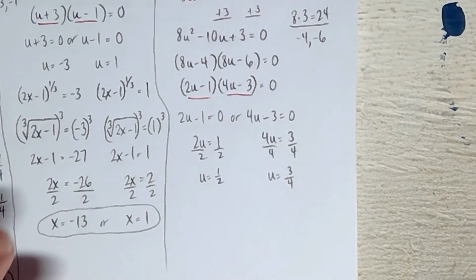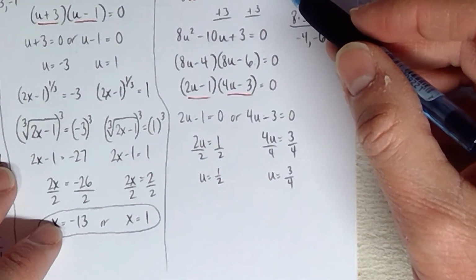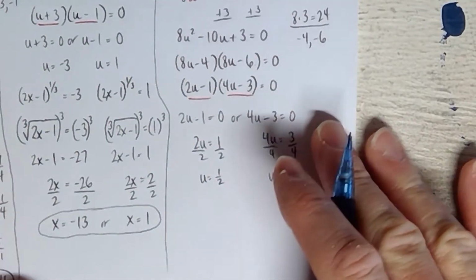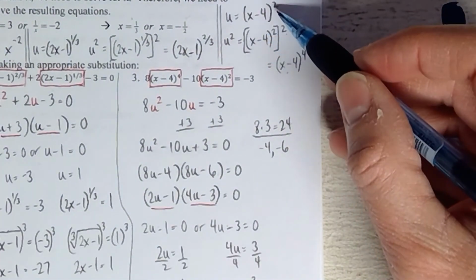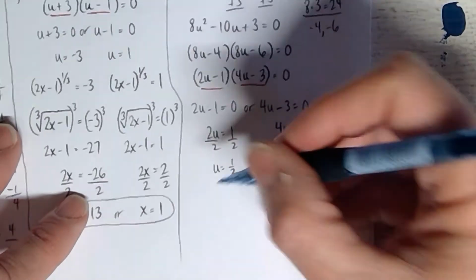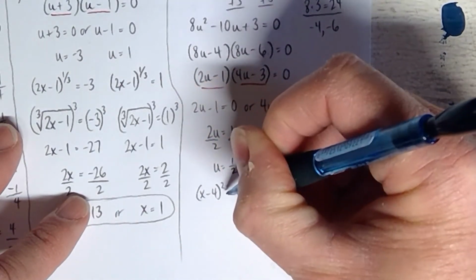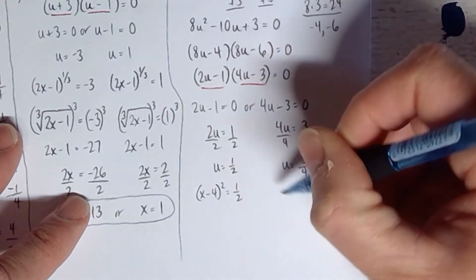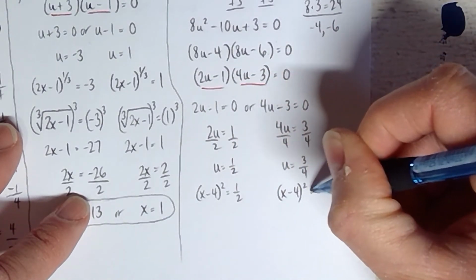Okay. Now, what do I need to do now? Again, since u in this particular problem is equal to x minus 4 squared, we're going to replace the u with x minus 4 squared. Just the same idea as the other two problems that we did.